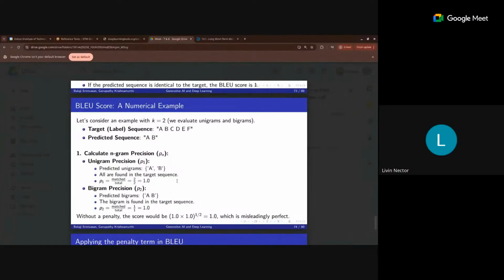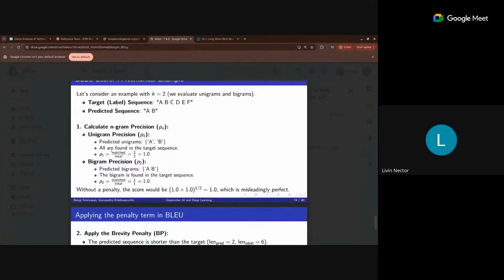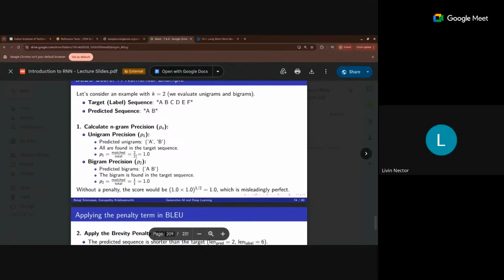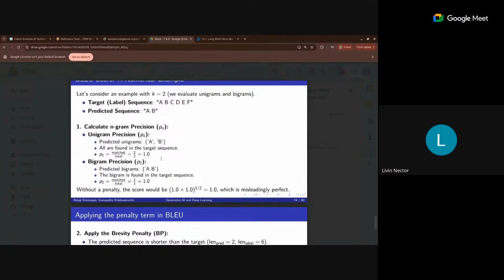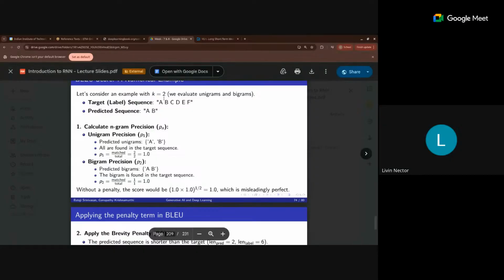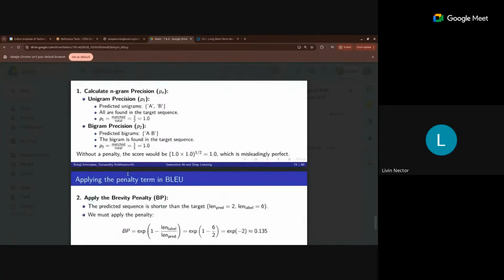So this is a numerical example. So unigram precision is like, so there is A, B, C, D, E, F, and the predicted sequence is A, B. Unigram: A is correct, B is correct, so 2 match, so 1, full precision. Bigram precision is also 1 because this one token is there in this one. So that is also 1. Okay.